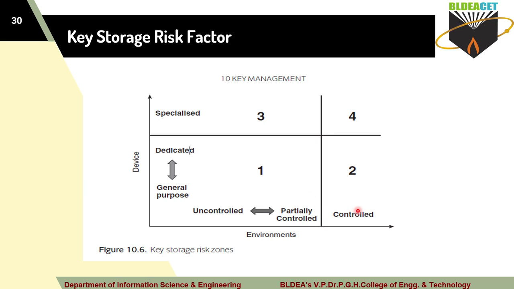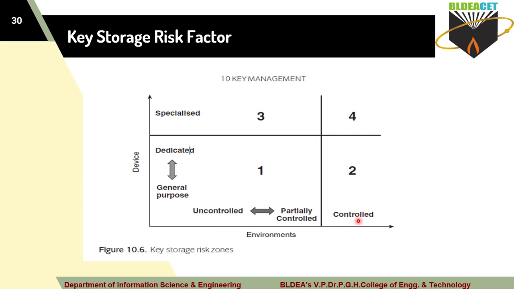Next is controlled, with high level security and confidential data. If you go for, say, military security, or any confidential data, such as in hospital management and the military system, there you require high level security, and for accessing that you require strong security. Such types of environments you call controlled. These are the three risk factors based on the environments: uncontrolled, partially controlled, and controlled.